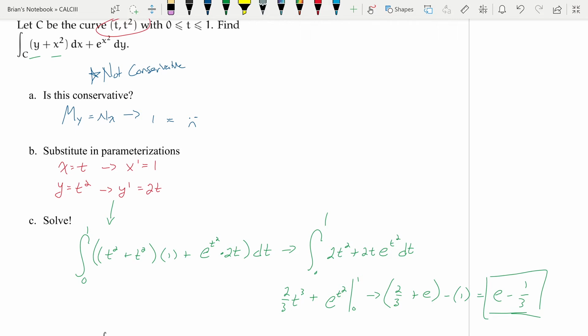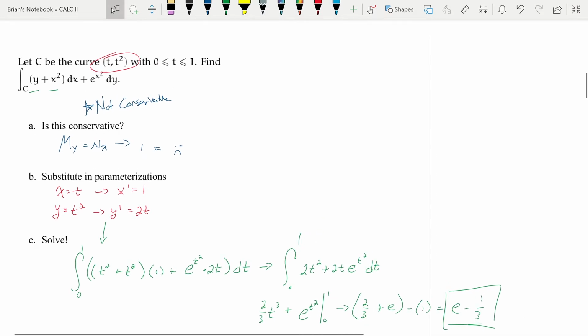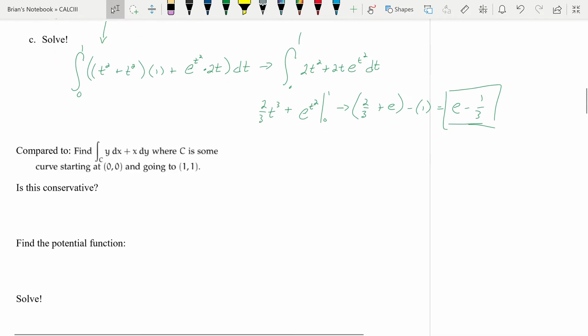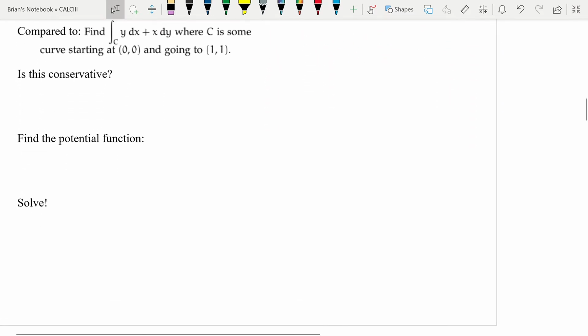Awesome. All right, cool. So that's how we would solve non-conservative functions. Basically, just take what you know, solve for your dx and your dy, plug everything in, slap a dt on it, and solve the integral. So now let's compare this to something maybe conservative.